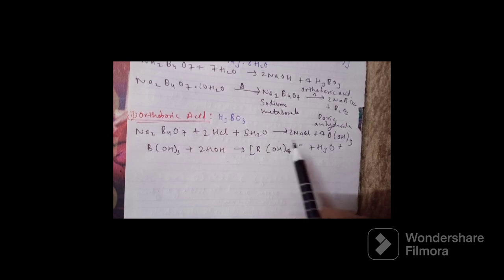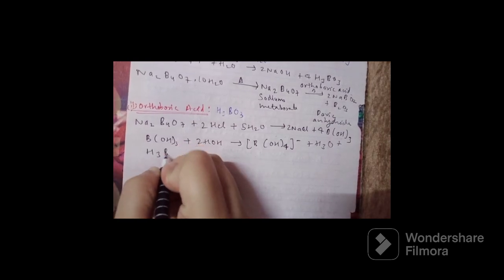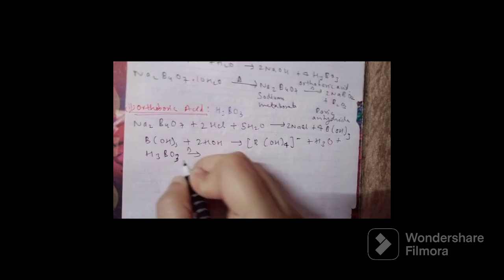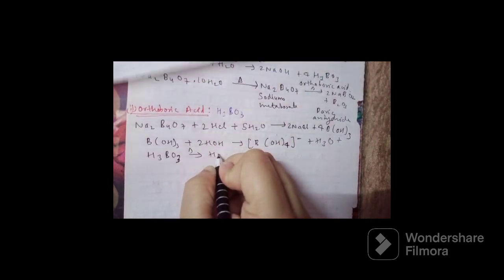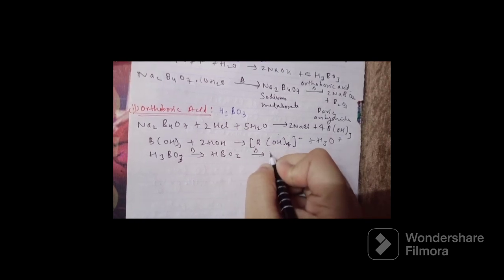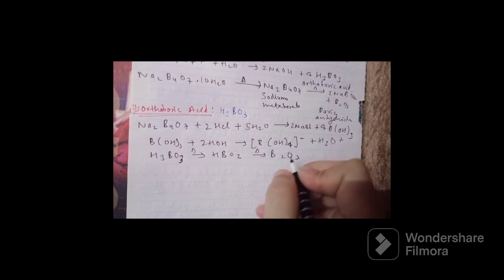On heating, orthoboric acid above 370 Kelvin forms metaboric acid, which is HBO2, and which on further heating yields boric oxide, B2O3. So H3BO3 on heating gives HBO2, and on further heating B2O3. This is how it forms.